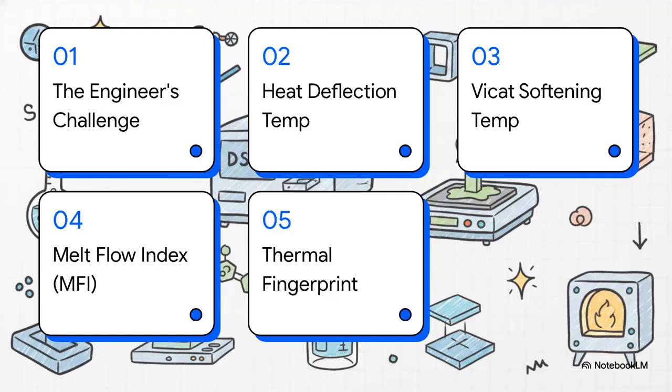So we're going to tackle this by breaking it down into 5 clear parts. We'll kick things off with the challenge itself. Then we'll walk through 3 essential lab tests: heat deflection temperature, Vicat softening temperature, and the melt flow index. And finally, we'll see how all this data comes together to create a material's unique thermal fingerprint.